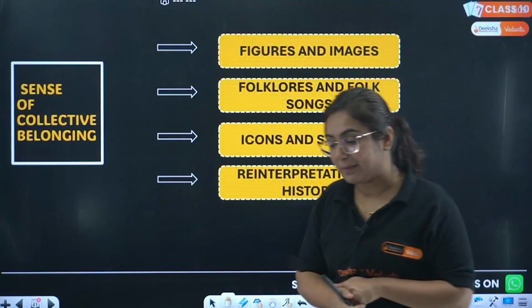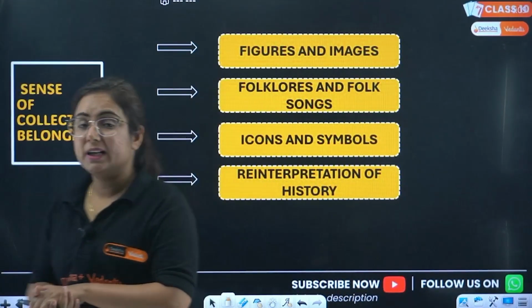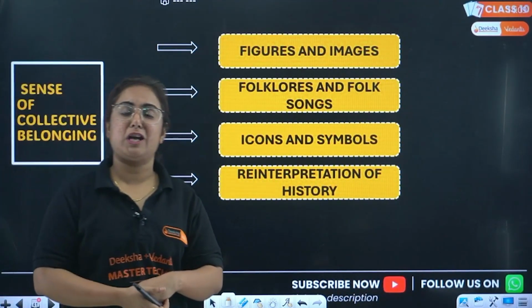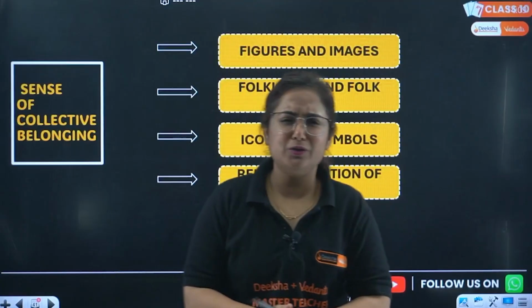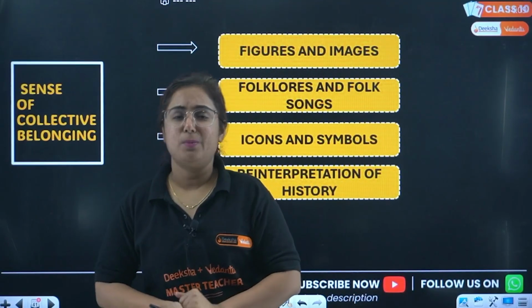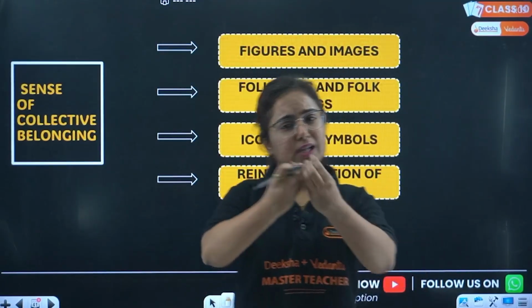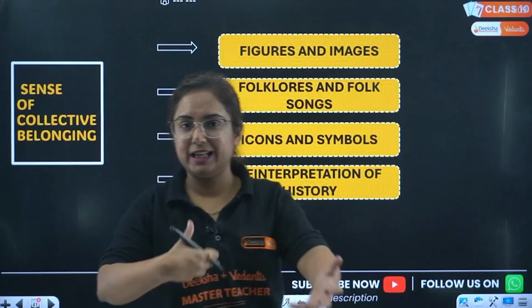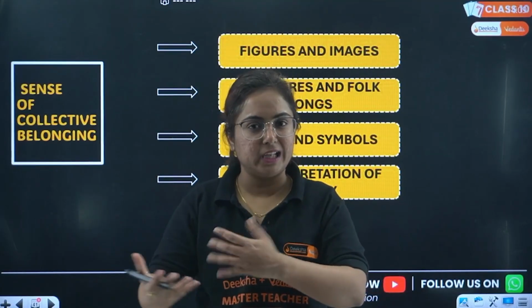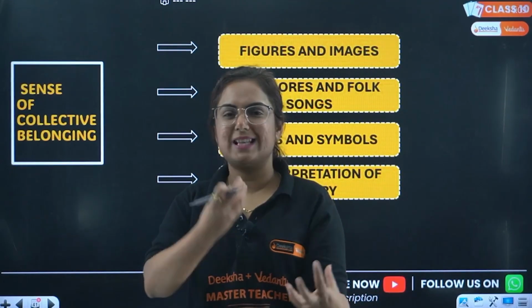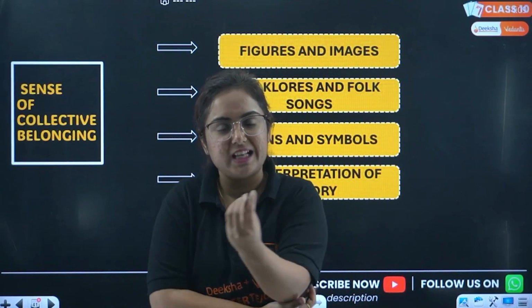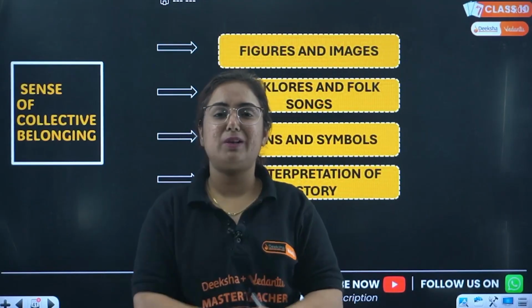Now, do you remember, beta? In the last chapter, Rise of Nationalism in Europe, there was a topic known as romantic imagination, where you show love towards the nation without any reason, science, or rationality, only mystic feelings, emotions, and intuitions, and that is what brings the sense of collective belonging.